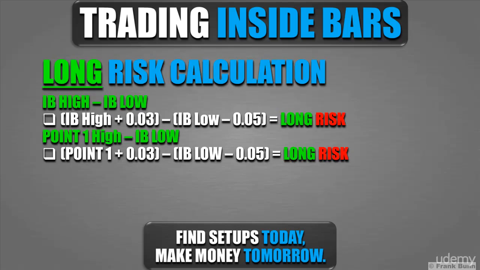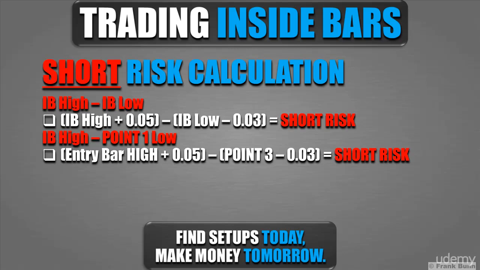For long risk calculation, we will be taking either the inside bar high minus the inside bar low, plus or minus our slippage, this will be our long risk, or our 0.1 high minus the inside bar low, plus or minus the slippage, and this will be long risk. Remember, we're establishing our buy stops 3 pennies over our interval levels, or the 0.1 level, and our initial maximum risk stop 5 cents below the inside bar level.